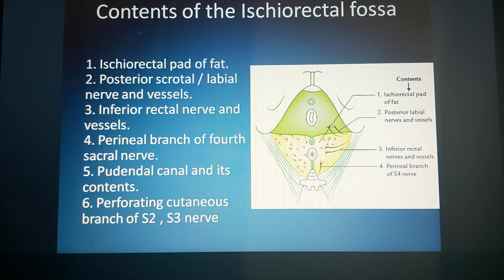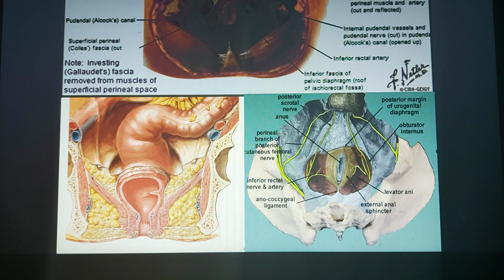So this is the diagram showing the internal pudendal vessels and nerves, and here the inferior rectal artery within this diagram, and this is the pad of fat, and here this one is the posterior scrotal nerve, inferior rectal nerve and artery. These are the contents which are present within the ischiorectal fossa.